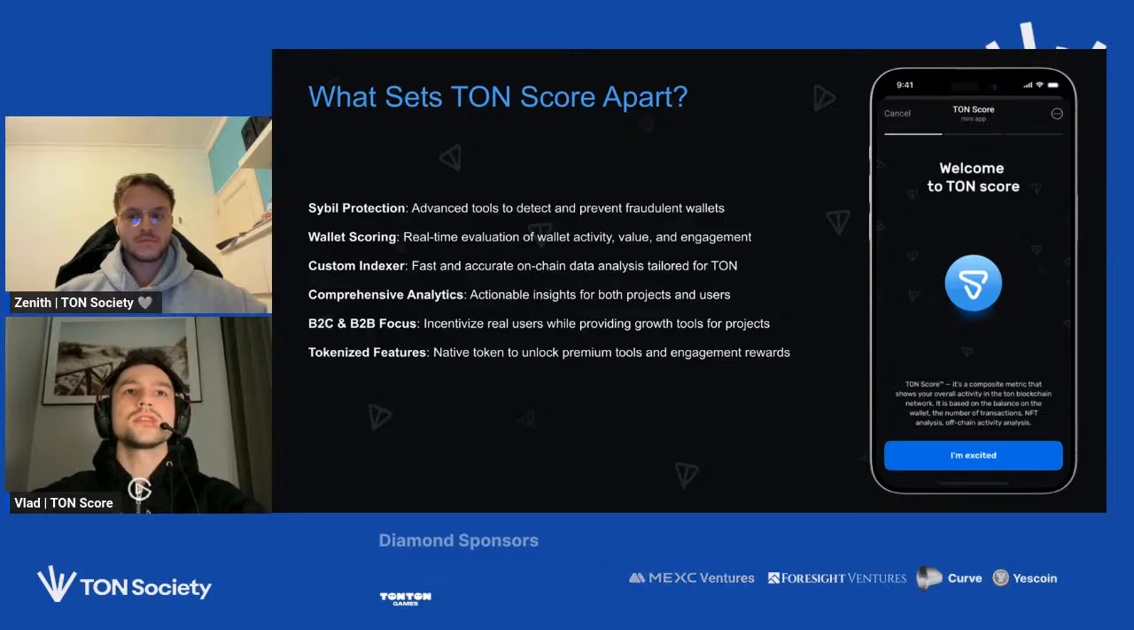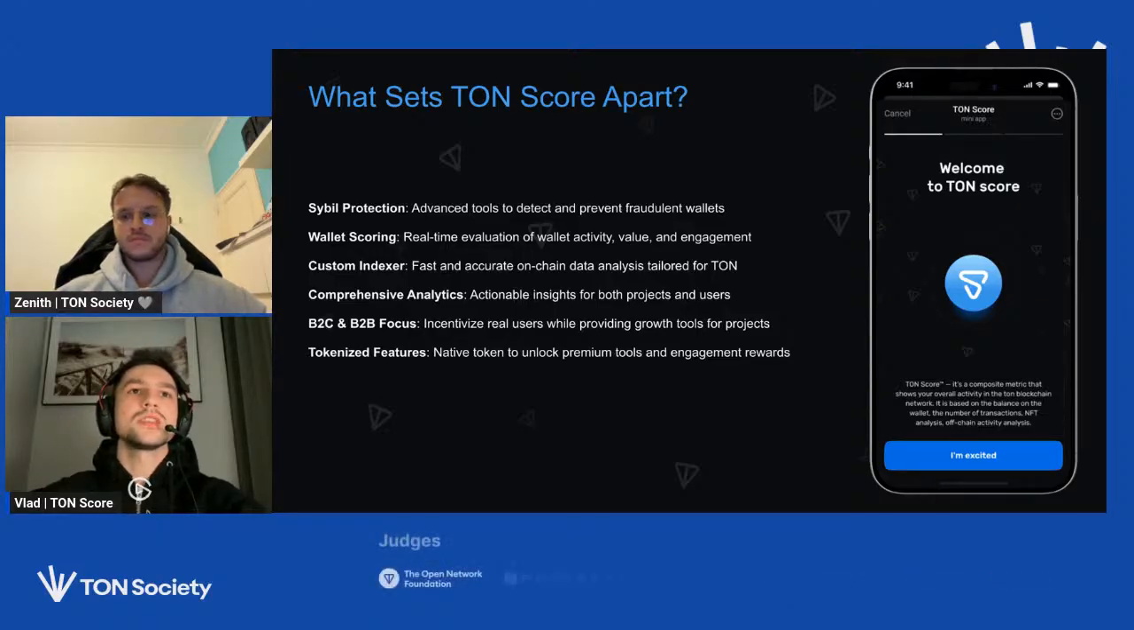For the projects, TON Score is a powerful tool to acquire real verified users because we offer, as I mentioned, Sybil protection. We can identify and eliminate fake wallets, advanced analytics, scoring wallets based on real verifiable activity, and we can create targeted campaigns connecting projects with high-quality users who drive real impact in their own blockchain.